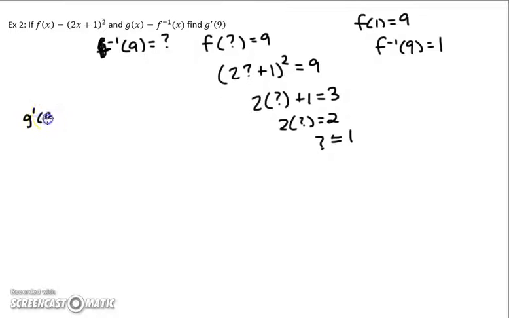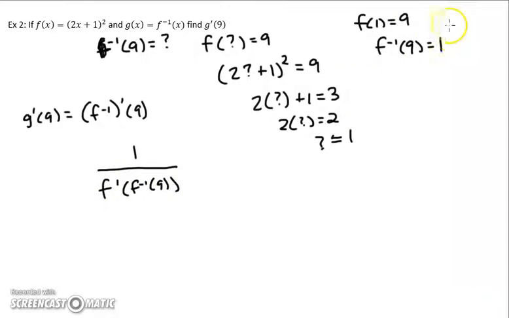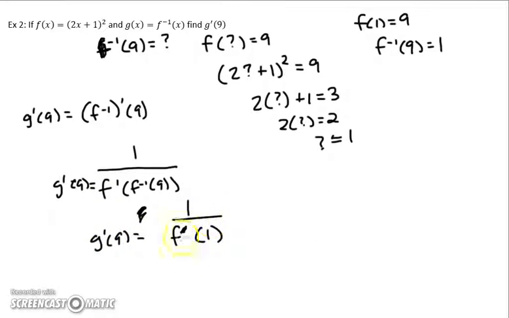So g prime of 9 is really f inverse prime of 9, which is going to be 1 over f prime of f inverse of 9. We know from up here that f inverse of 9 is 1. So we're looking at 1 over f prime of 1. So that's g prime of 9. So we just need to find f prime of 1.